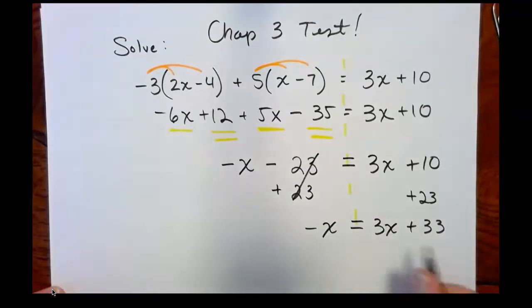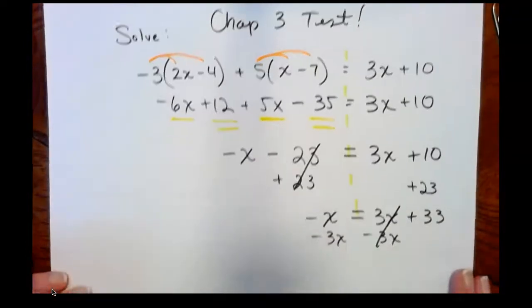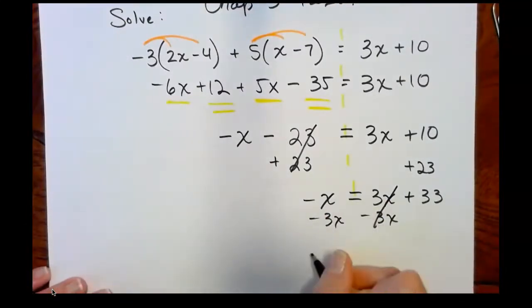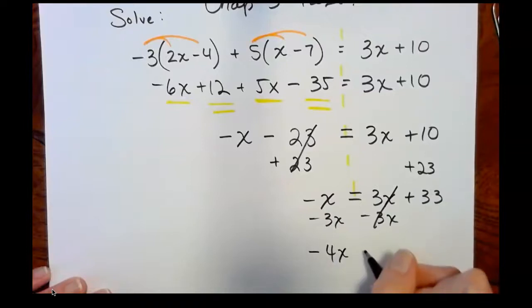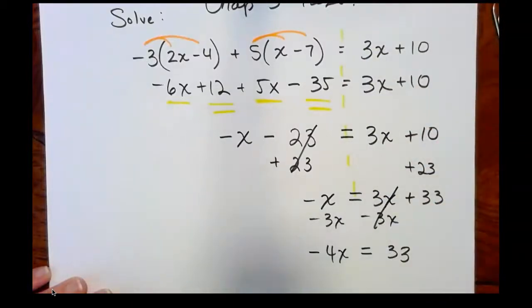And then last, subtract 3x from both sides. We're trying to get all the x's on the left-hand side. A -x and a -3x is a -4x equals 33. And notice my equal signs lined up coming down the page.